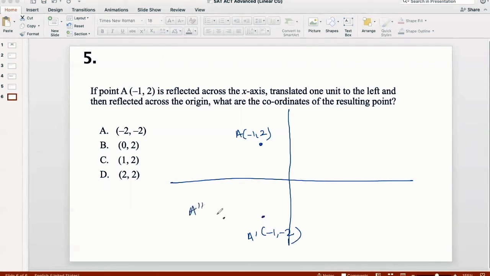Now it's translated 1 unit to the left. So let's say A double dash. So that will be (-2, -2), because x will reduce by 1 and y will remain the same. And then this point is reflected across the origin. So my final point, A triple dash, will be (2, 2), because when it's reflected across the origin, both x and y, which are negative, will become positive. So the final answer is option D.